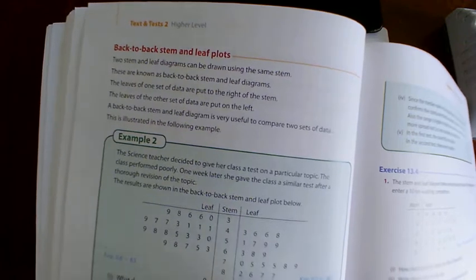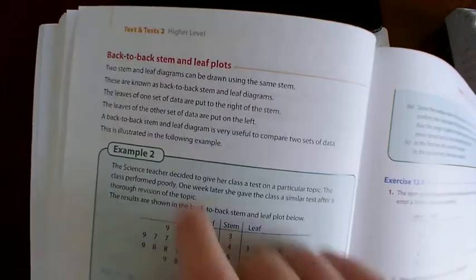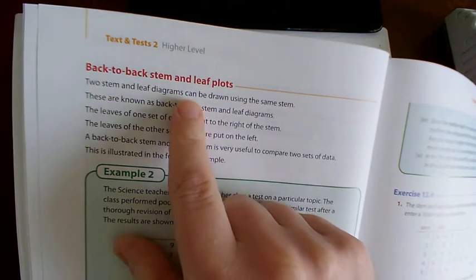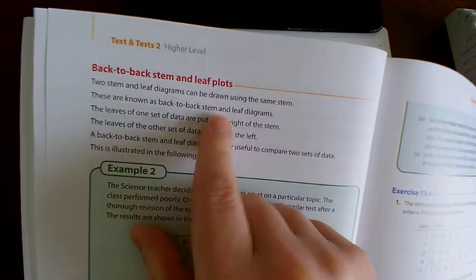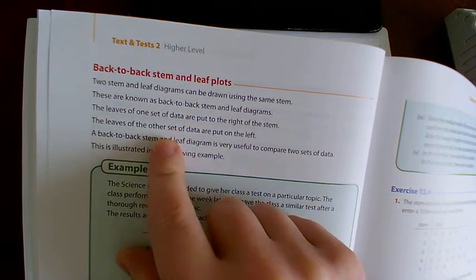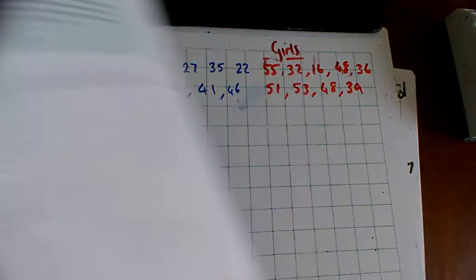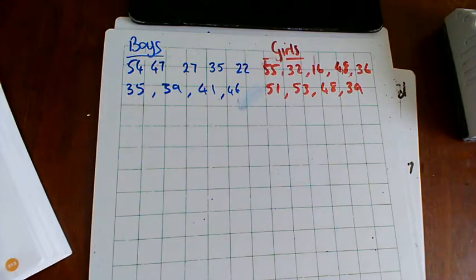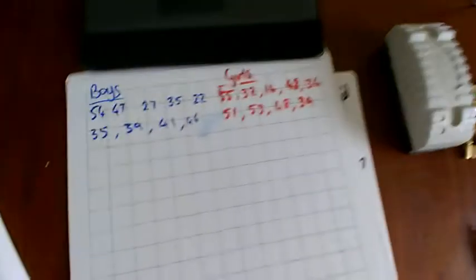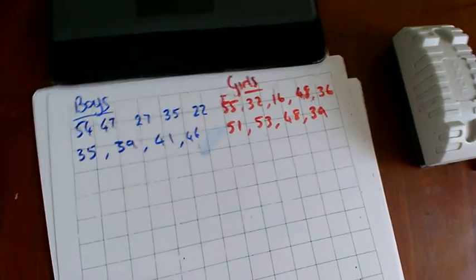I'm going to show you how to construct it, and then we're going to look at some questions they can ask, and then we'll look through this example as well. So back-to-back stem and leaf plots show two sets of data, and we're going to look at that here. I'm going to do a smaller example than the book, again to save us a bit of time, and then we'll look at the book's question as well.